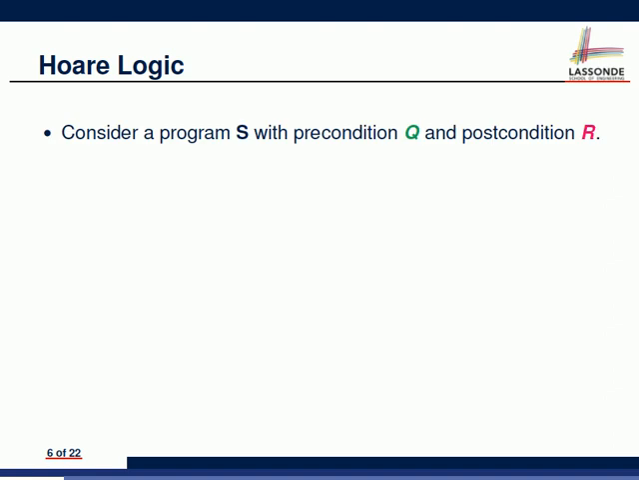Okay, let's now say it a little bit more generally. Let's say for any program with implementation S, precondition Q, and postcondition R. I'm going to follow this kind of color convention here. Whenever you see green, that means precondition Q, and red will be postcondition R. That's more or less the convention I'm going to follow.